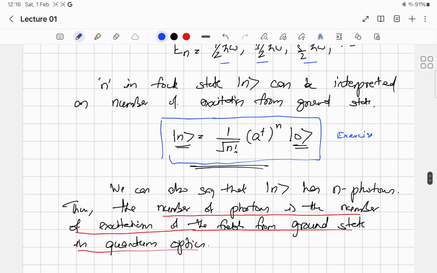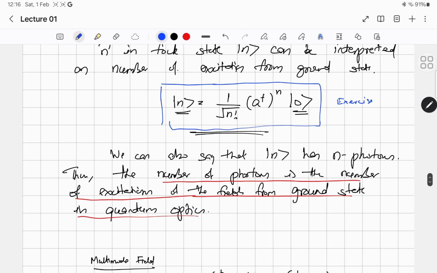So we can say that this ket n has n photons because it has energy n plus half h cross omega, and the number of photons is the number of excitations of the field from the ground state. So in quantum optics, from the quantum optical point of view, ket n is called a quantum state with n photons. So what is meant by ket 0? Ket 0 is the quantum state with 0 photons, there is no photon present. And ket 1 corresponds to 1 photon.